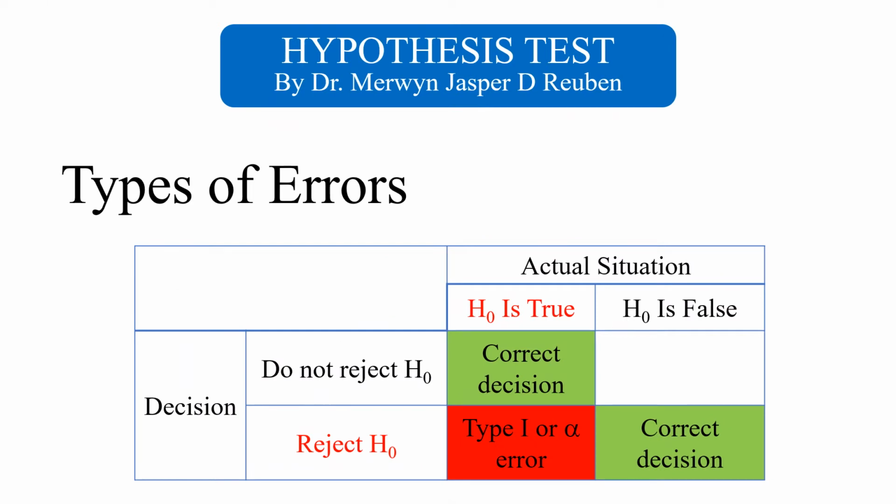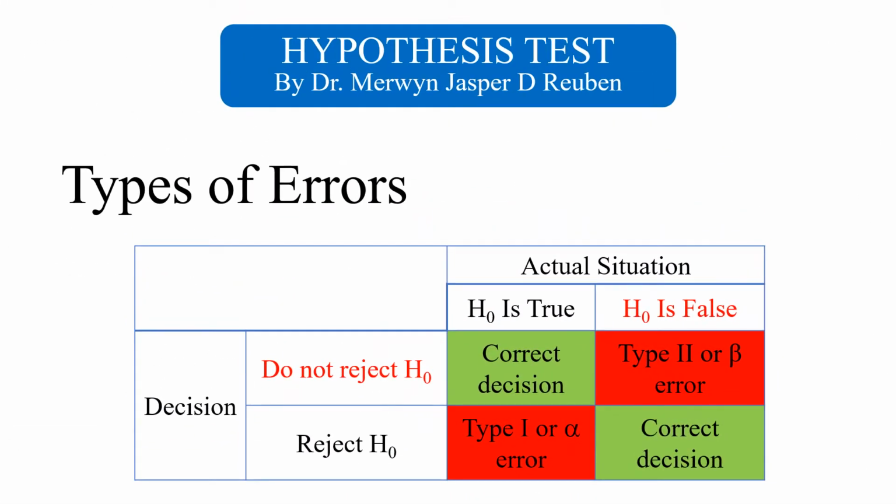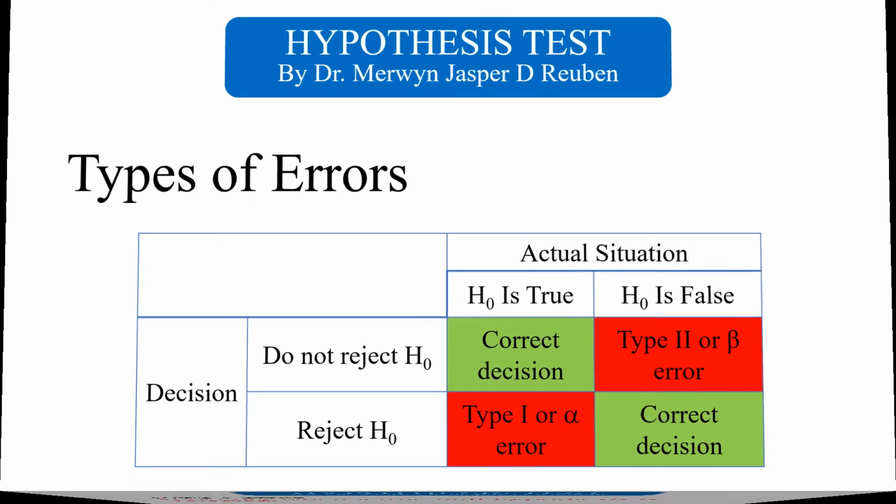The first one is when in the actual situation the null hypothesis is true and in the decision we reject the null hypothesis. This is called as type 1 or alpha error. The second one is when in the actual situation the null hypothesis is false and in the decision we do not reject the null hypothesis. This is called as type 2 or beta error. So there are two types of error. The first one is type 1 or alpha error and the second one is type 2 or beta error. Let's see them in detail.